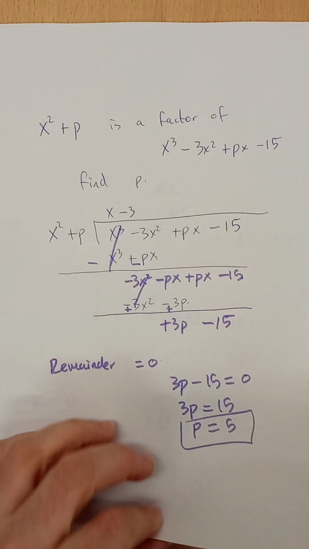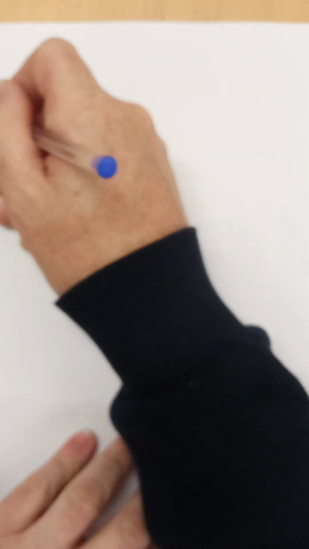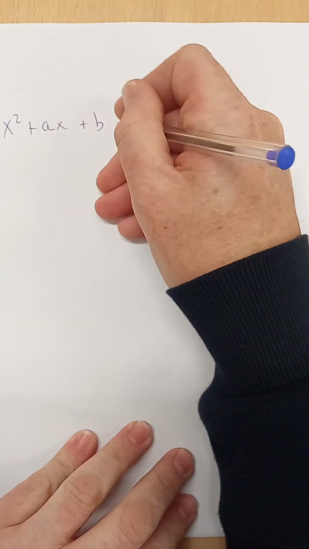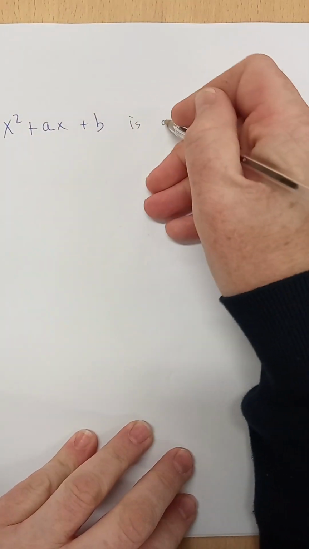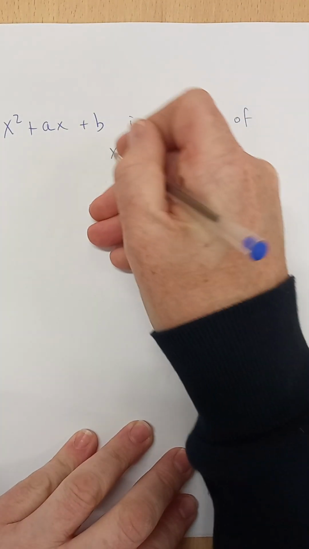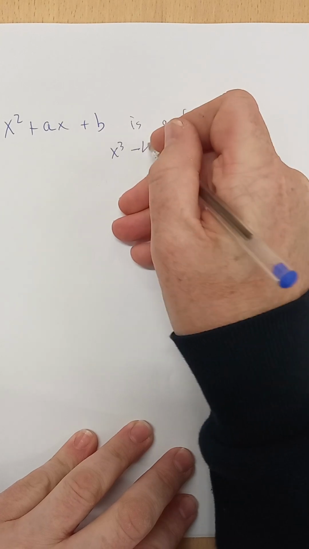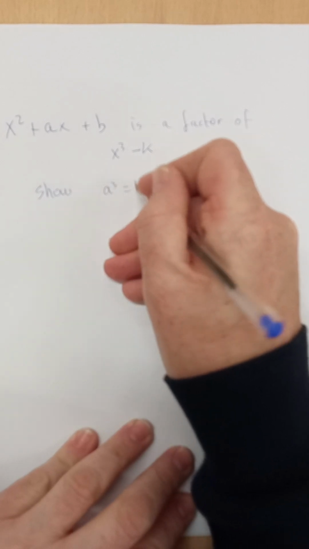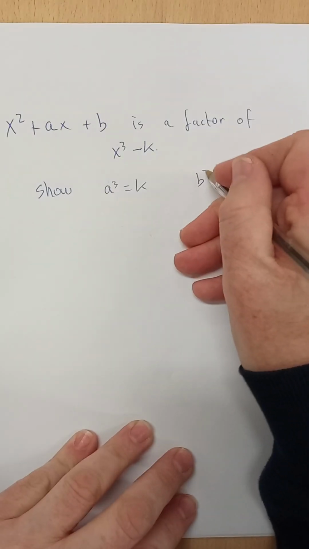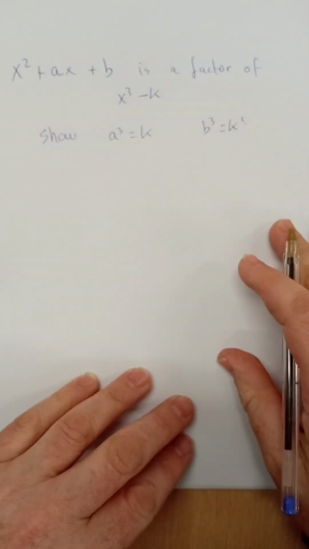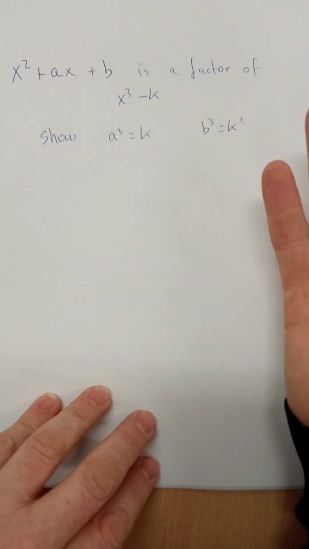Now, I'll give you a more complicated identity, like a really complicated one. Let's say x squared plus ax plus b is a factor of x cubed minus k. Show a cubed is equal to k and b cubed is equal to k squared. So this is like a proper full-on identity type of question. So how will we do this type of one?